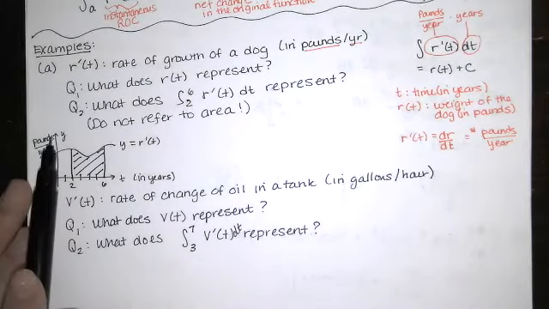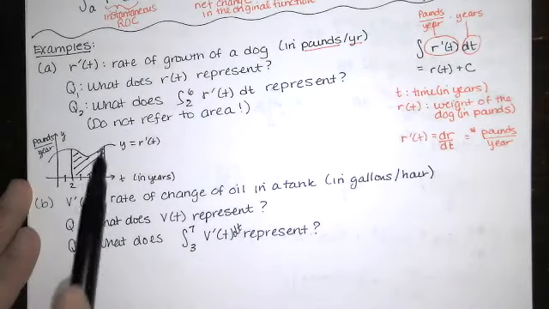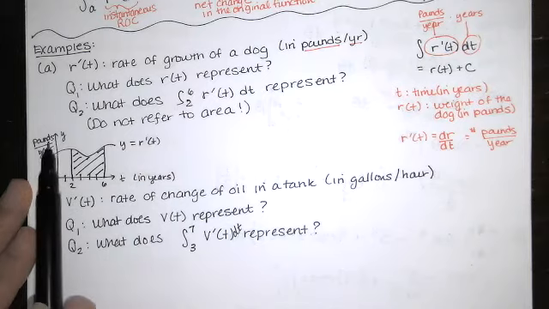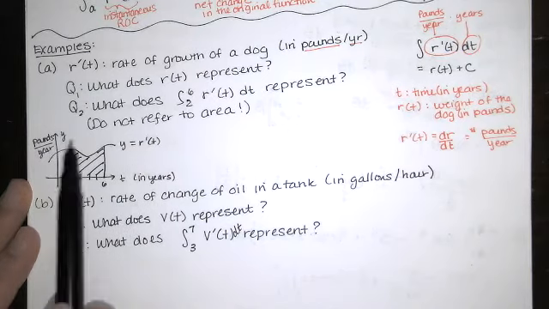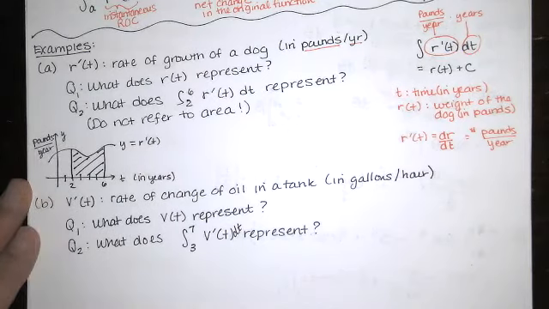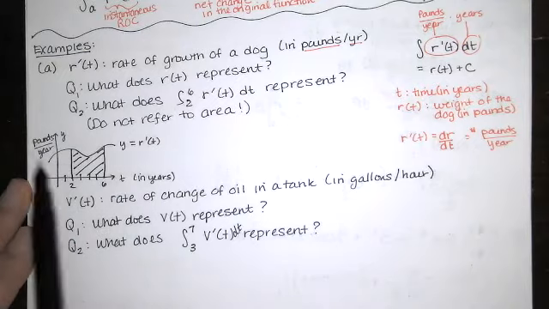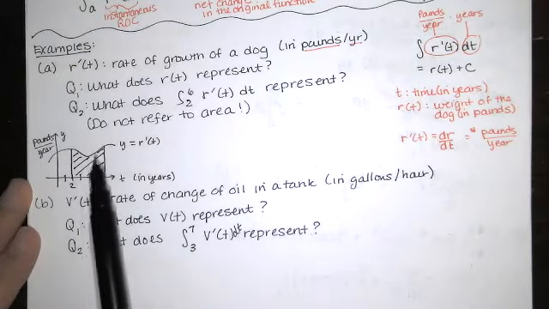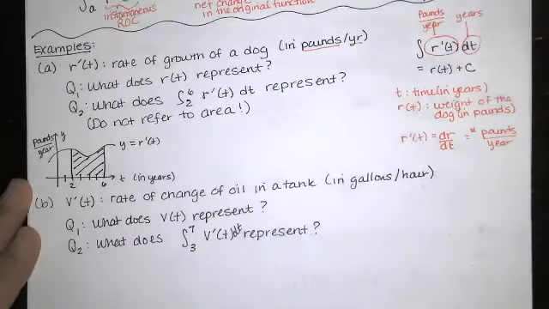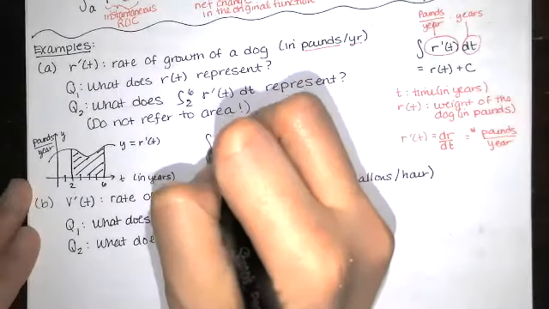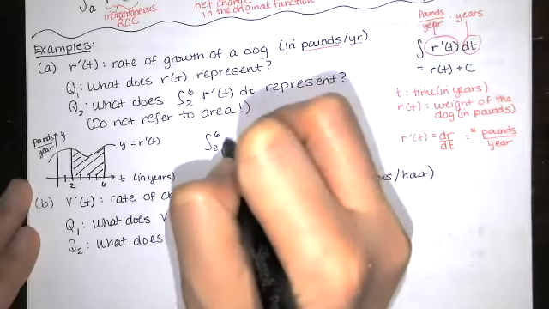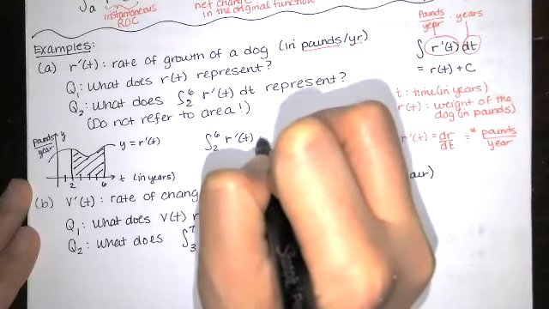Well, it looks like I'm taking a number of pounds per year, and then I'm multiplying by a number of years. Pounds per year times years should be some number of pounds. But what number of pounds? What exactly does it represent? Let's write it out. The integral from 2 to 6 of r prime of t dt.